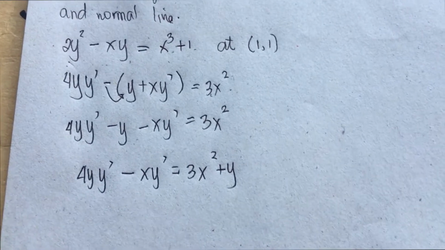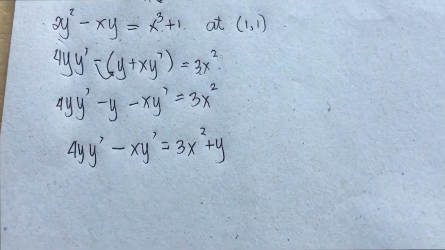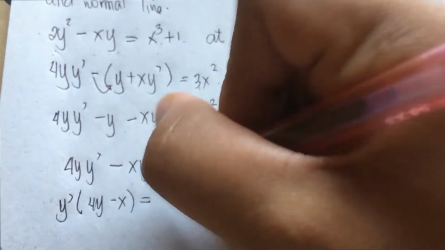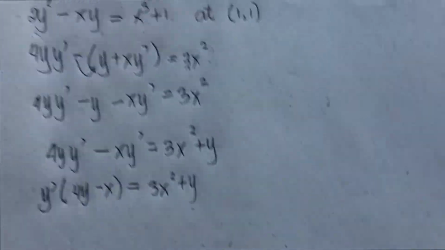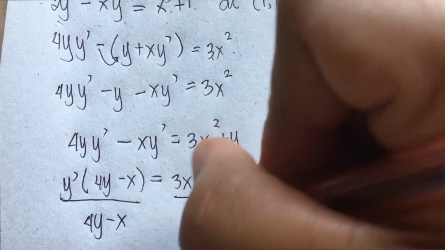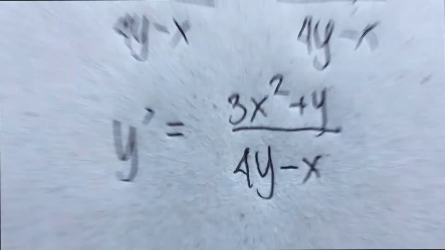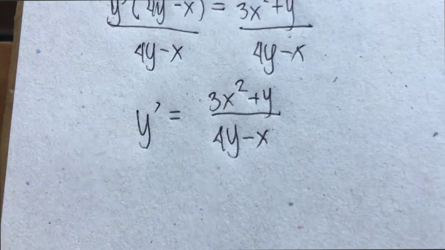Yan. Then, ano ang next step? Factor out. Ilabas itong y prime. You're going to factor out, ilabas ang y prime. Yan. Divide both sides by 4y minus x to find the y prime, para y prime na lang yung maiwan. So, you have now y prime is equal to 3x squared plus y over 4y minus x. Ayan. So, we already have our y prime.